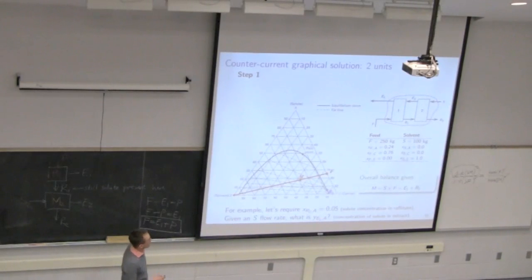Okay, so if I know where R2 is, and I know what S is, and I know what F is, can I find E1? And if so, how? Take a minute or two, talk with the person around you. How would you find where E1 is? You know where F is, you know R2, you know S. So can you find E1?